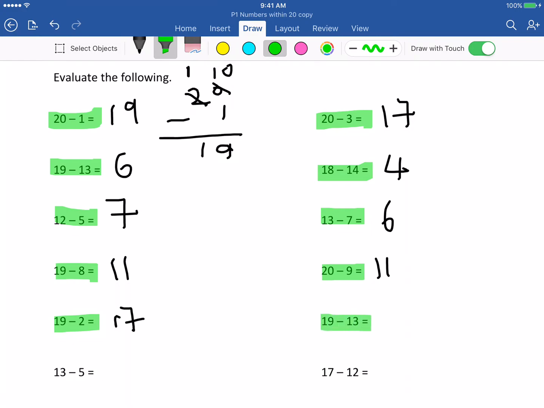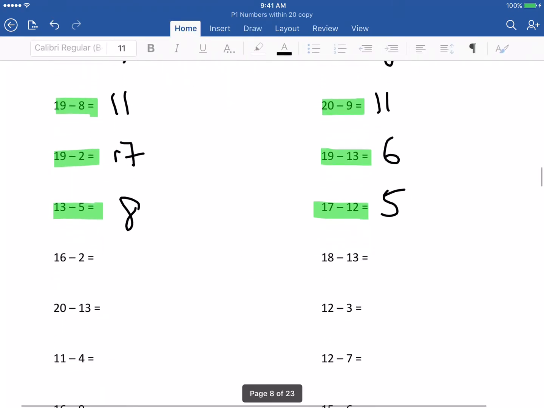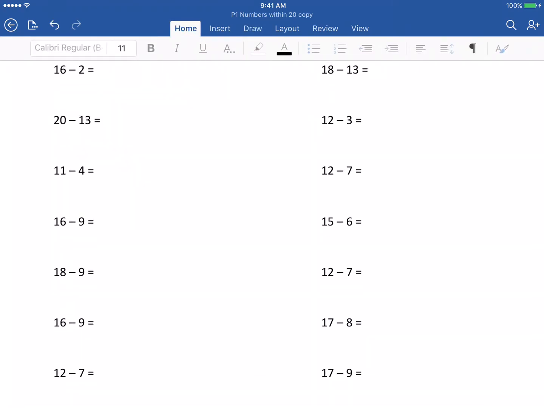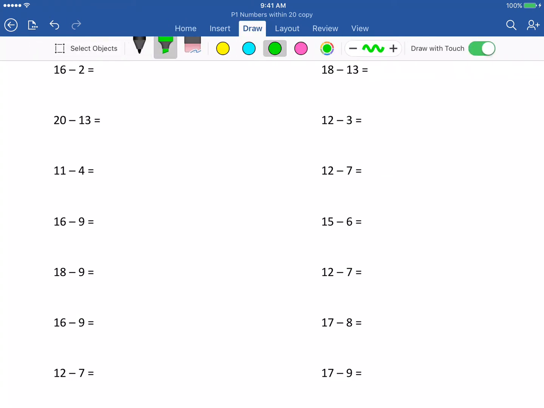Next one, 19 minus 13 is equal to 6. 13 minus 5 is equal to 8. 17 minus 12 is equal to 5. Okay, we can move on. Next few. 16 minus 2 is equal to 14. 18 minus 13 is equal to 5. 20 minus 13 is equal to 7.